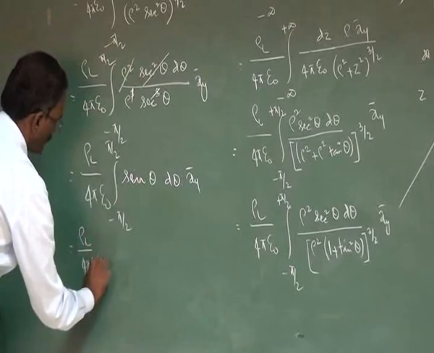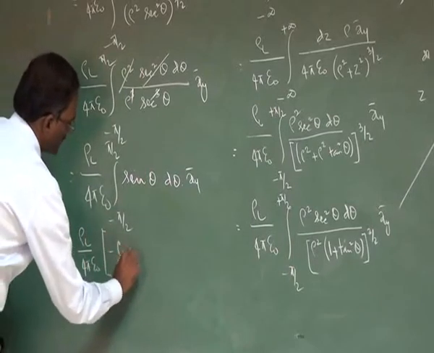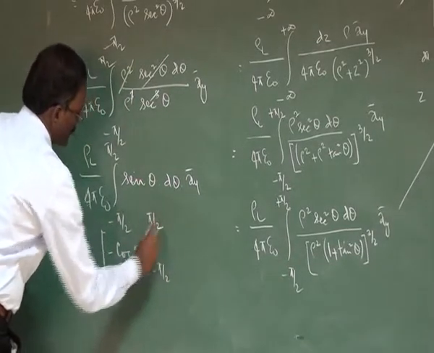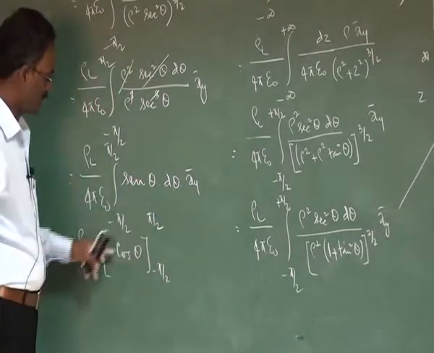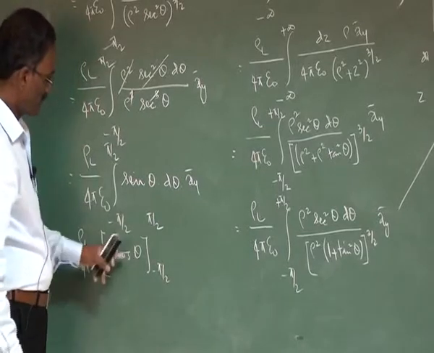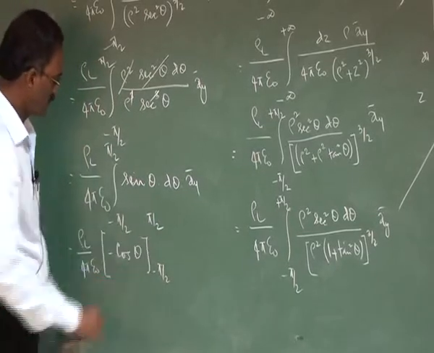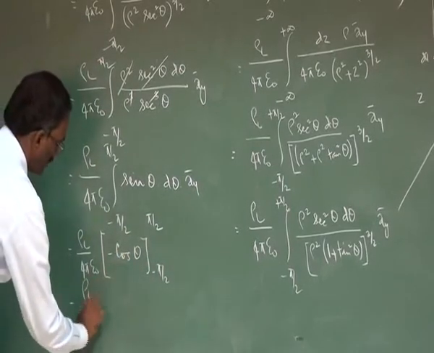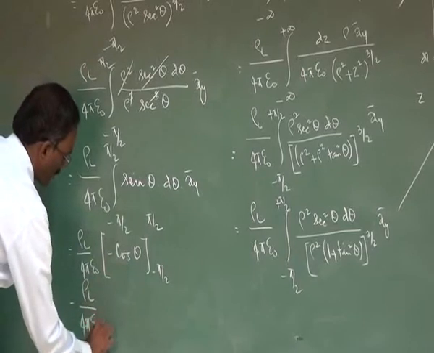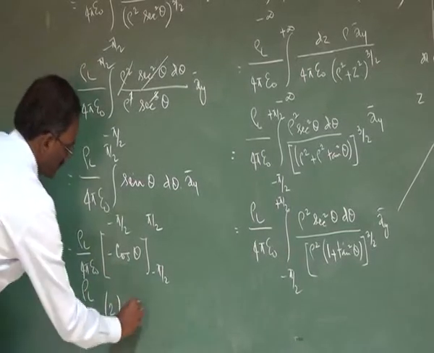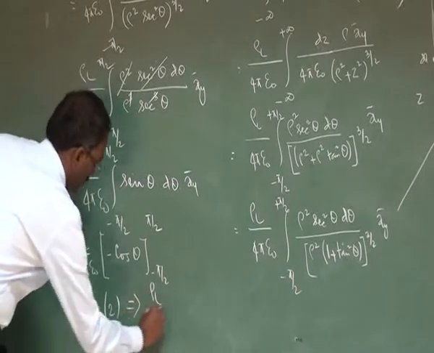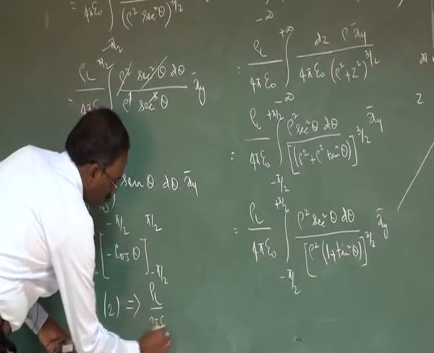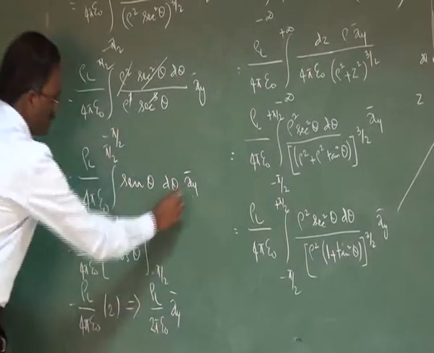Rho L divided by 4 pi epsilon O, minus cos theta. The limits are minus pi by 2 to plus pi by 2. So if you substitute the limits, minus cos pi by 2 plus 1, it is minus of minus 1, it is also plus 1. So inside the brackets I will have 2, rho L divided by 4 pi epsilon O into 2. So this is rho L divided by, sorry, it is 2 pi epsilon O a_y bar, right.